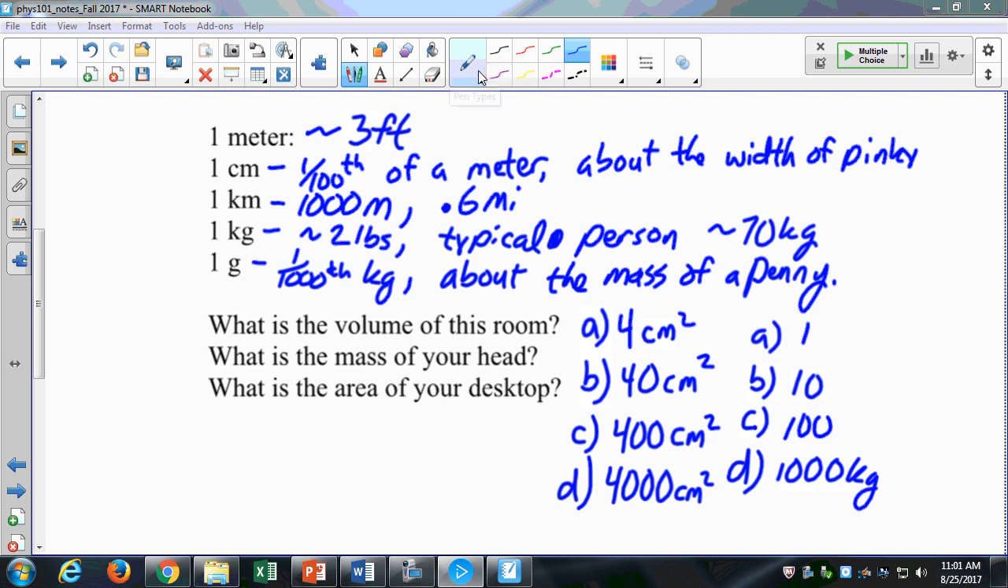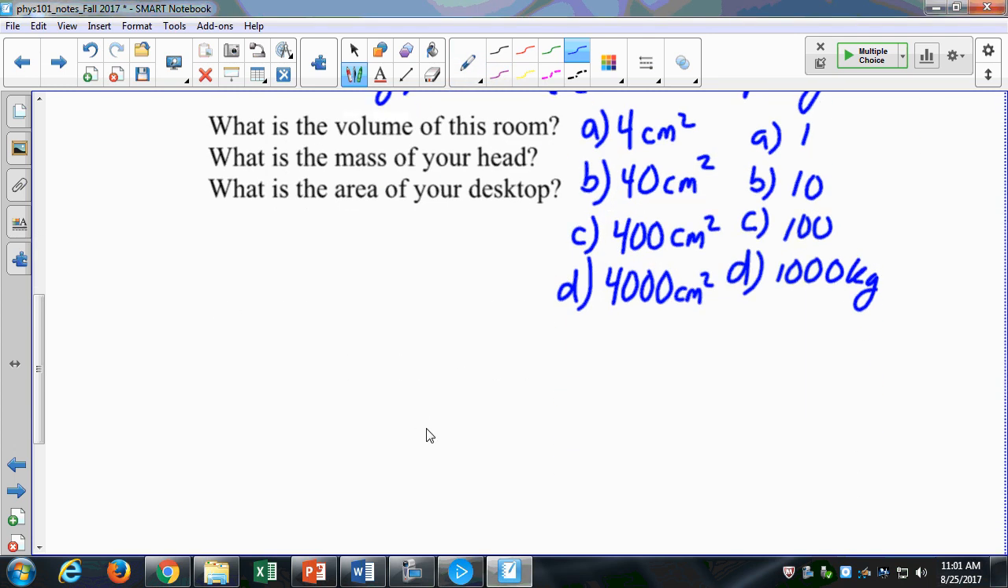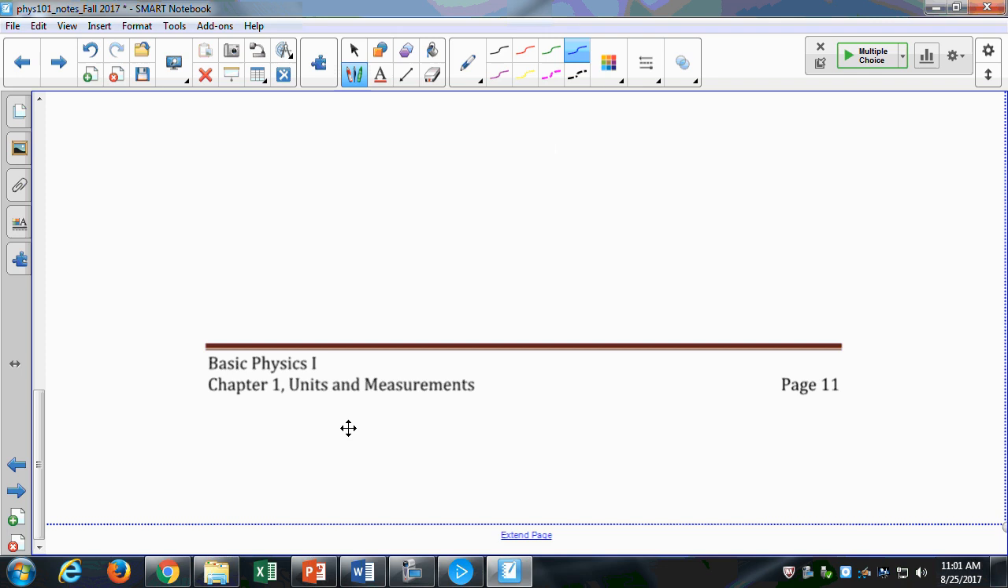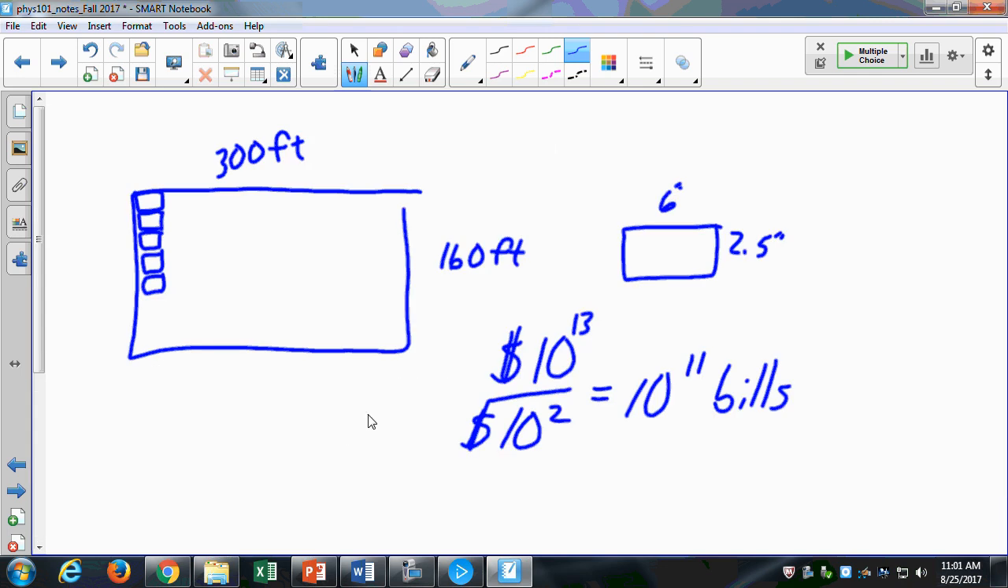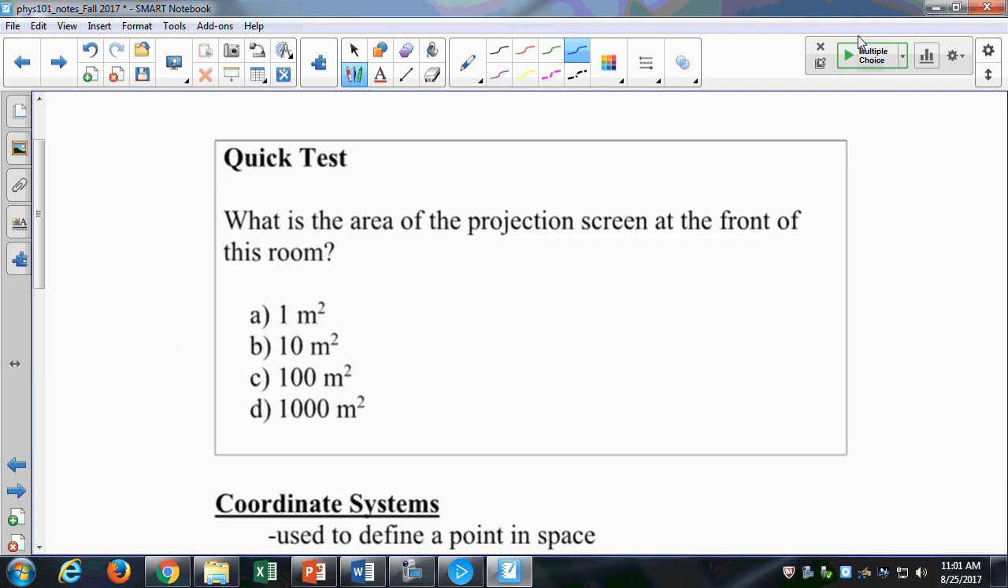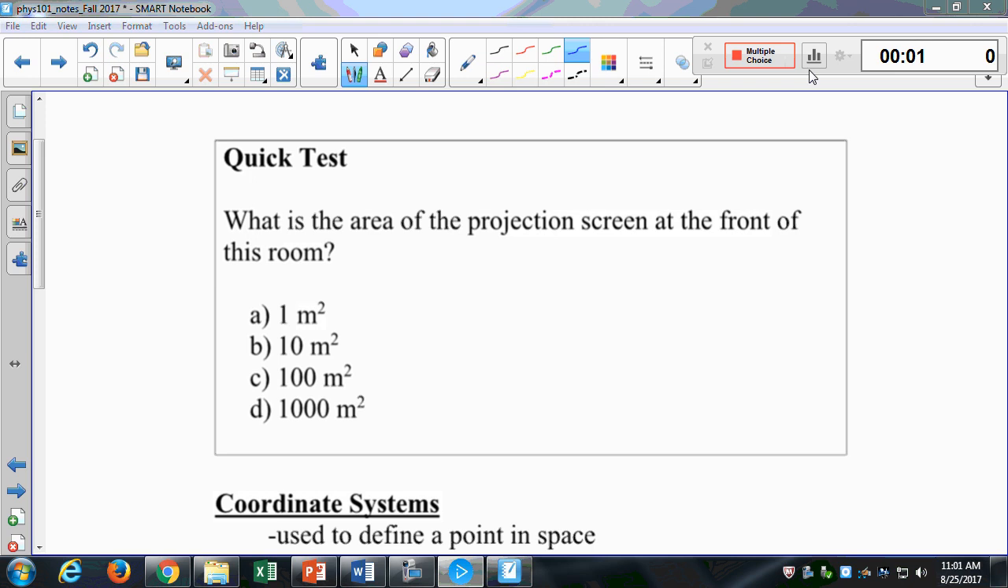Let's try another question. What is the area of this projection screen at the front of the room? This screen right here. What is the area of this screen? Is it 1, 10, 100, or 1,000 square meters? So you want to think about what is the width and the height.